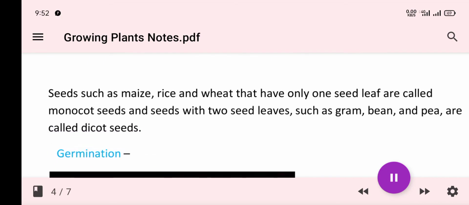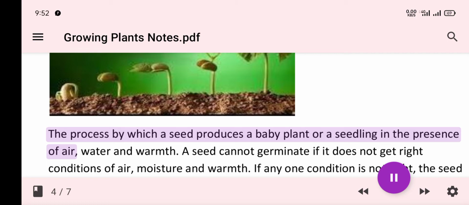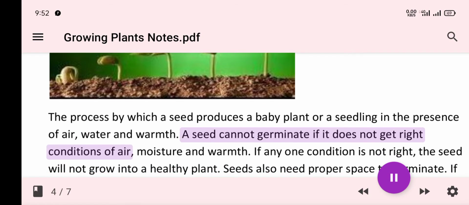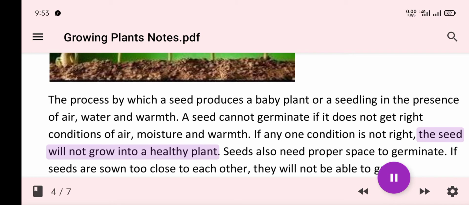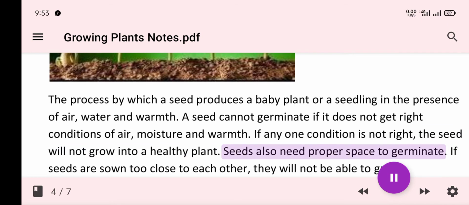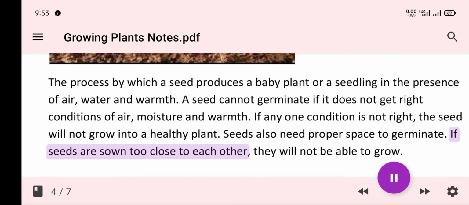Germination. The process by which a seed produces a baby plant or a seedling in the presence of air, water, and warmth. A seed cannot germinate if it does not get the right conditions of air, moisture, and warmth. If any one condition is not right, the seed will not grow into a healthy plant. Seeds also need proper space to germinate. If seeds are sown too close to each other, they will not be able to grow.